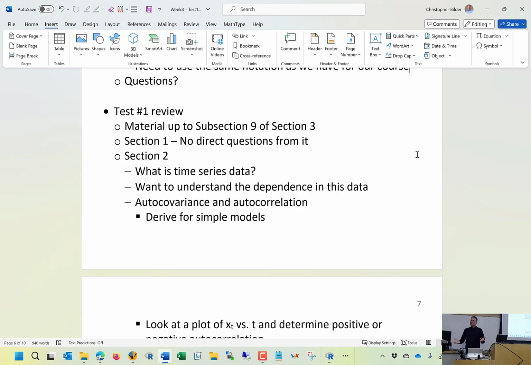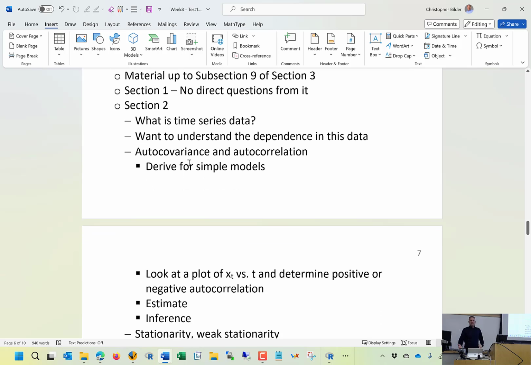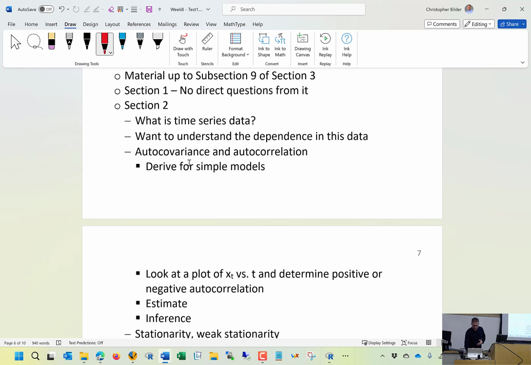Here's another example of what I think is important in these sections. So we essentially began in section 2. What is time series data? Well, we observe some information over time. We get x1, we get x2, all the way to, let's say, x sub n. We observe, let's say, n different time points.